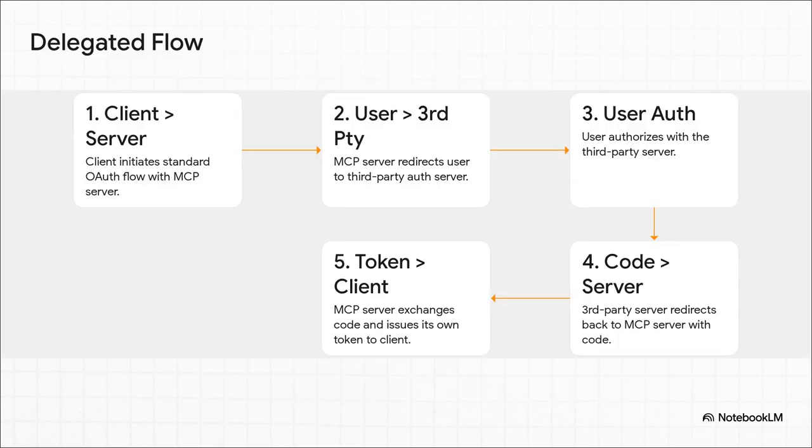So as you can see, the MCP server ends up acting as this really clever middleman. The client kicks things off, but the MCP server immediately sends the user over to that trusted third party to log in. Once the third party says, yep, this person is legit, it sends a code back to the MCP server. And only then does the MCP server issue its own token back to the client.